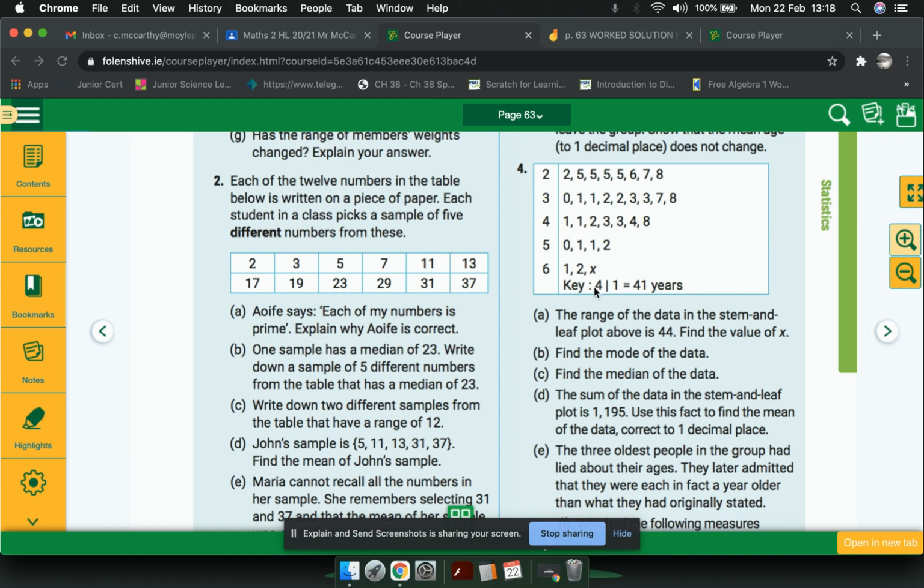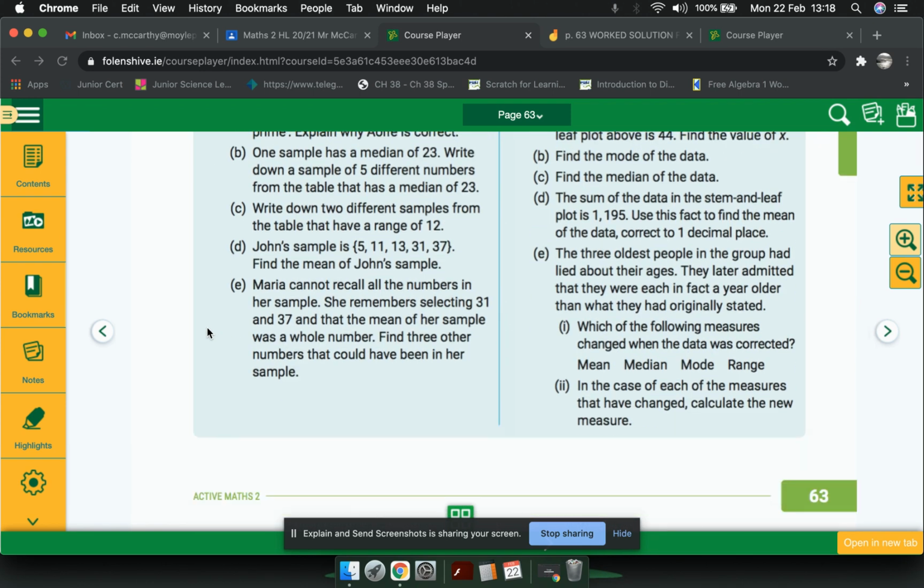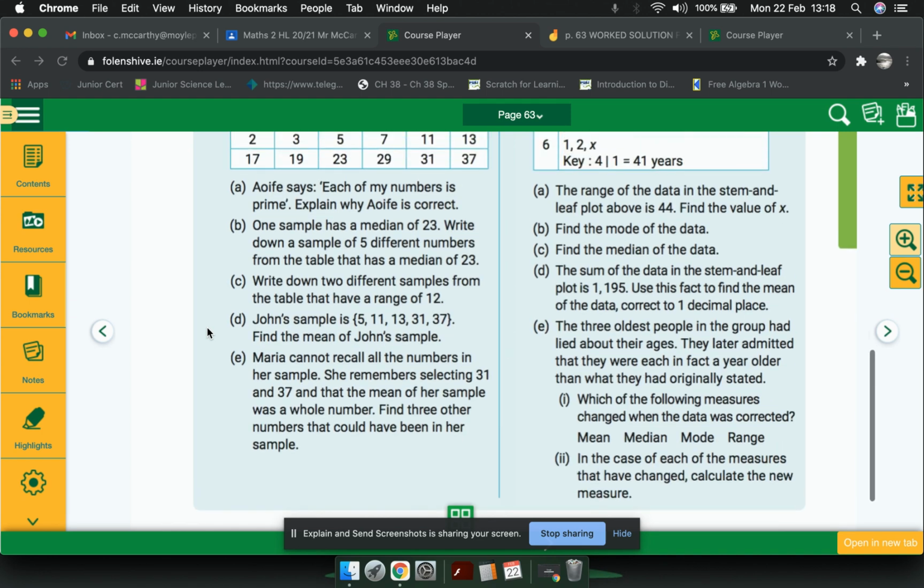Okay, so question two challenges your understanding of mean, mode, and median, and it also asks you about the range. In summary, how it works is this. A student is given a list of different numbers and they have to pick five random numbers from those numbers. Okay, I'm going to go on to part B. One sample has a median of 23. Write down a sample of five different numbers from the table that has a median of 23.